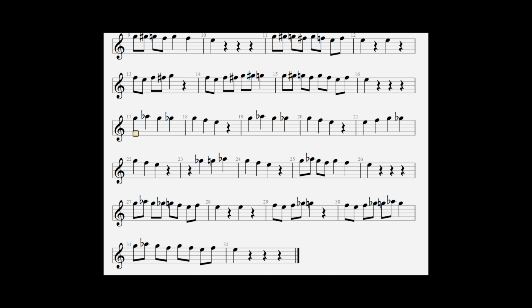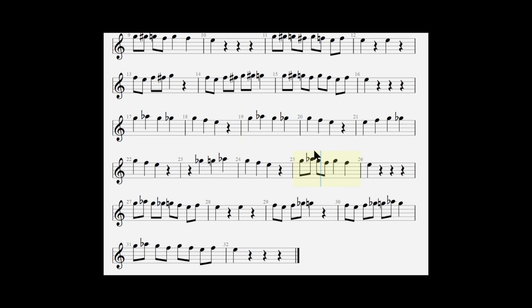Measures 17 through 32. 1, 2, 3, 4. G, A flat, G, G flat, G, F, E. G, A flat, G, G flat, G, F, E. E, F, G, G flat, G, F, E. G flat, G, A flat, G, F, E.